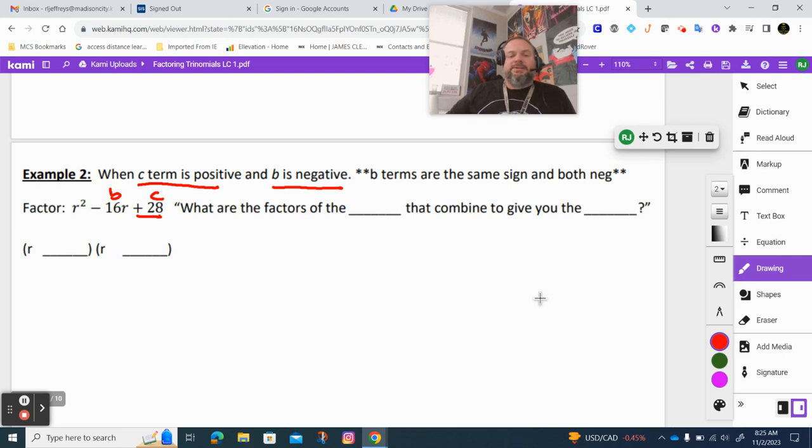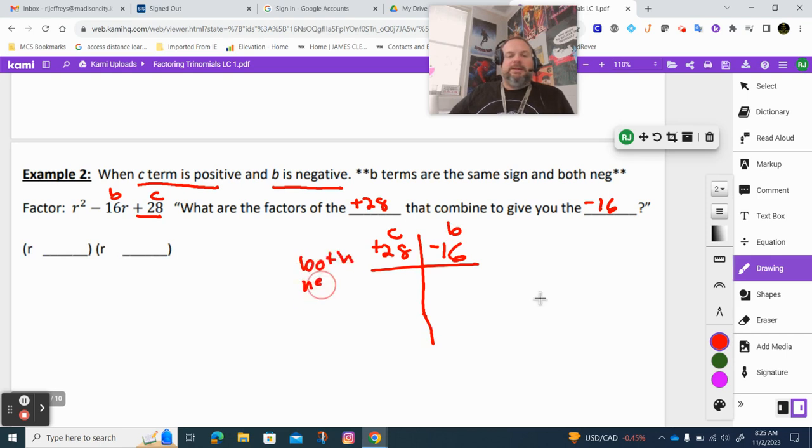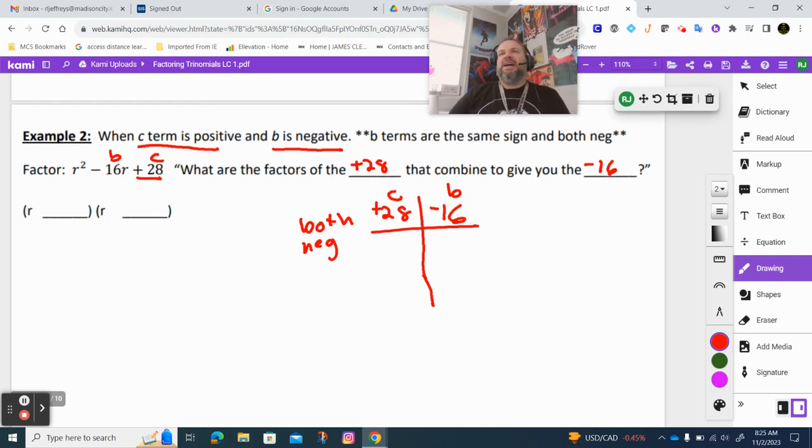So what are the factors of the plus 28 that's going to give us the negative 16? This is our C term. This is our B term. So they're going to be both negative. Now, what are some numbers that will divide 28?